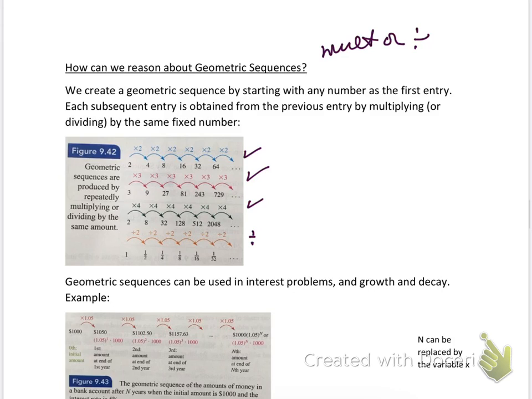So you're going to go up quicker and you're going to go down quicker than when you added and subtracted in the arithmetic sequence. So that's one thing. Geometric sequences can be used in interest problems and growth and decay. So we're going to do this on the next page.